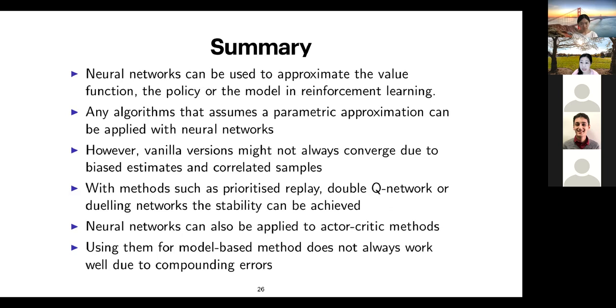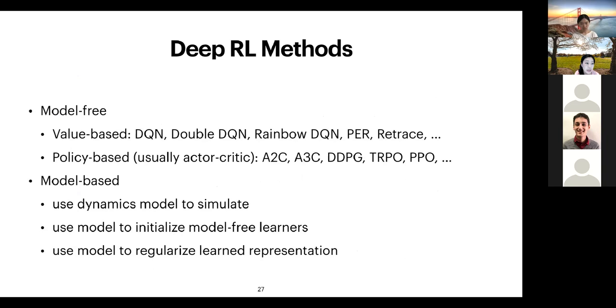But in the end, I wanted to summarize model-free and model-based methods, and give you clearer ideas about how to classify them. For model-free methods, we have value-based and policy-based, right? We talked about DQN, double DQN, and Rainbow. We didn't talk about Rainbow, it's more like a merge of tricks for deep Q networks. PER, we also didn't talk about, and Retrace, we also didn't have time to talk about. But policy-based methods, sometimes you could also think about actor-critic as policy-based because it explicitly involves a policy. So you have A2C, A3C, DDPG, TRPO, PPO, those methods we've mentioned.